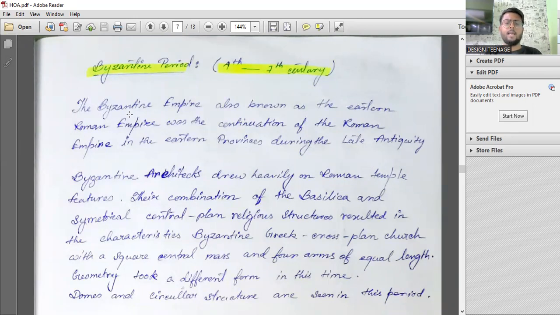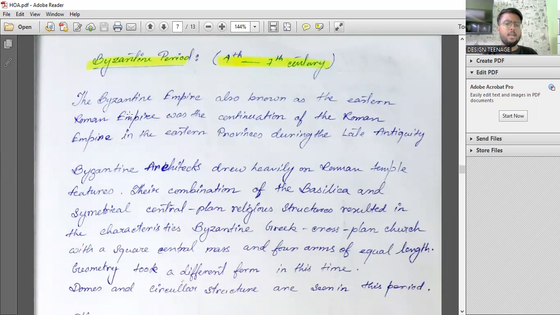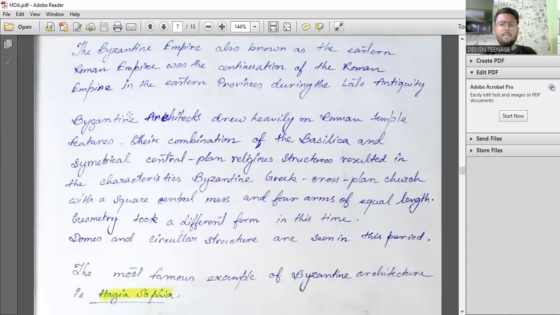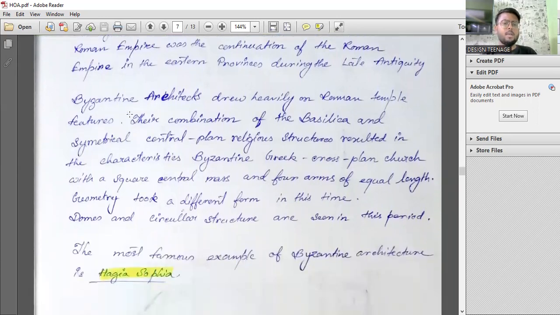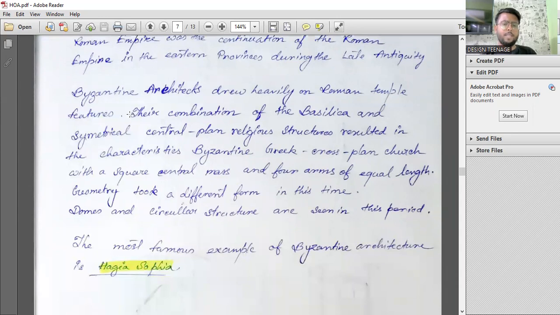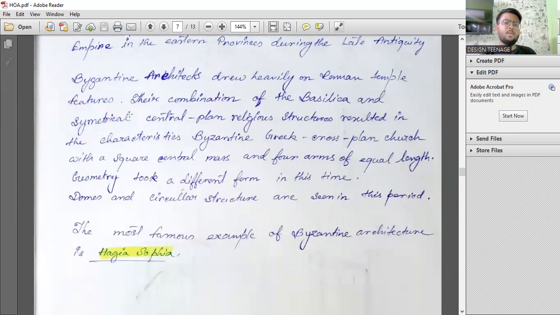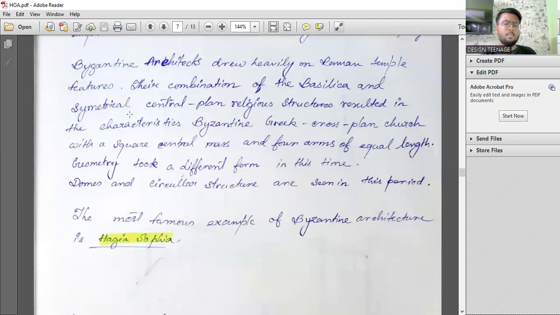The Byzantine architects drew heavily on Roman temple features. The combination of the basilica and the symmetrical, centrally planned religious structures resulted in the characteristic Byzantine Greek cross planned church, with a square central mass and 4 arms of equal length. Geometry took a different form in this time. Domes and circular structures are seen in this period.